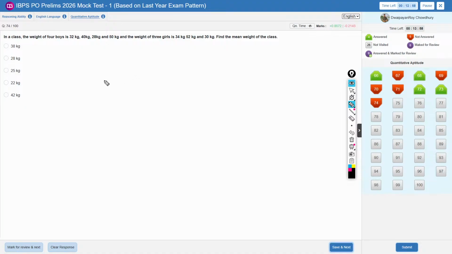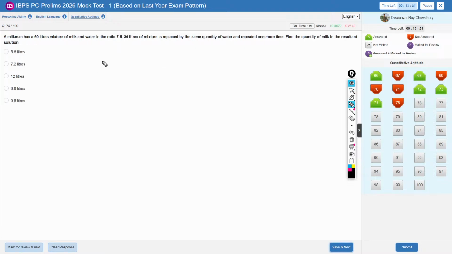In a class, the weight of 4 boys, this. The weight of 3 girls, this. Mean weight. Okay. 30, 40, 70, 70, 30, 100, 150. And so 6 to finish with. And total students are 437. So only 8. Okay, it is close to 38 only. 28 would be too less to be true.